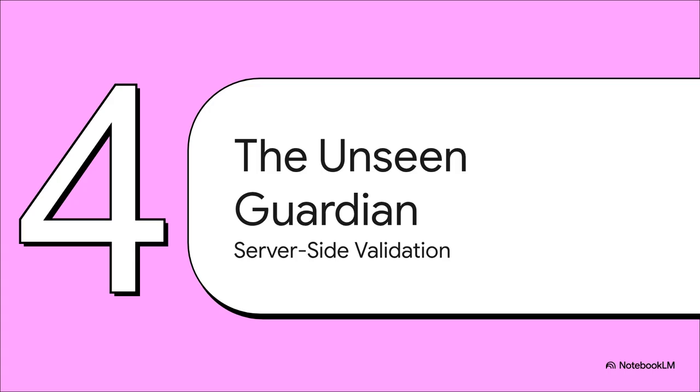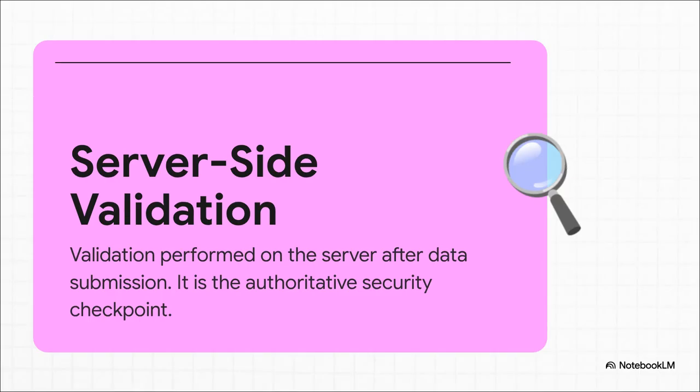Well, we need something stronger. We need a bouncer at the club door, an unseen guardian that checks everybody's ID no matter how nice they look. And this brings us to the absolutely non-negotiable role of server-side validation. Unlike our friendly guide, server-side validation happens on your server, on your turf, after the data has been sent. This is the application's final, authoritative security checkpoint. And it operates on one simple, beautiful principle. Trust absolutely nothing that comes from the client.